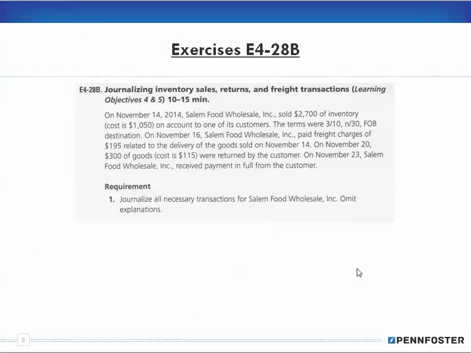Right, next one, 28. On November 14th, Salem Food Wholesale sold $2,700 of inventory on account to one of its customers. The cost was $1,050. The terms were 3/10, net 30, FOB destination.